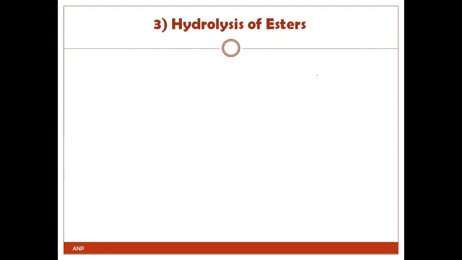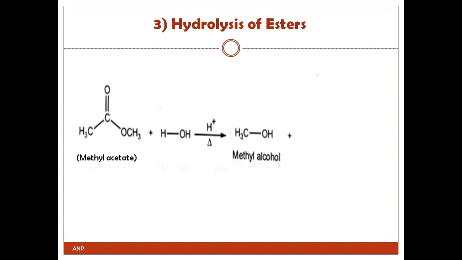Next method is hydrolysis of ester. Alcohols may be prepared by the acid or base catalyzed hydrolysis of esters. For example, methyl acetate undergoes acidic hydrolysis and gives methyl alcohol and acetic acid as a byproduct.